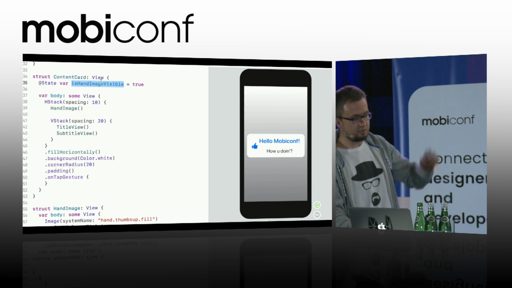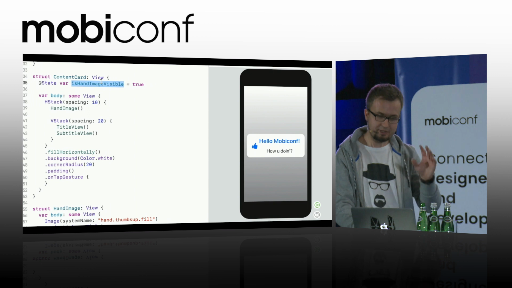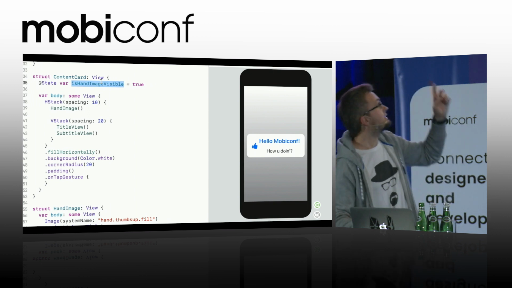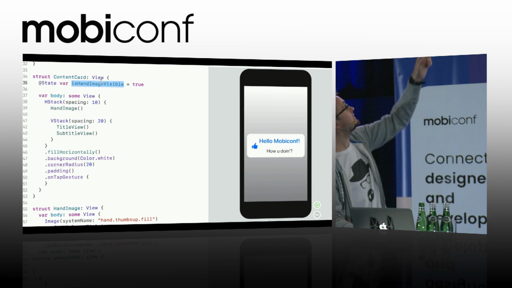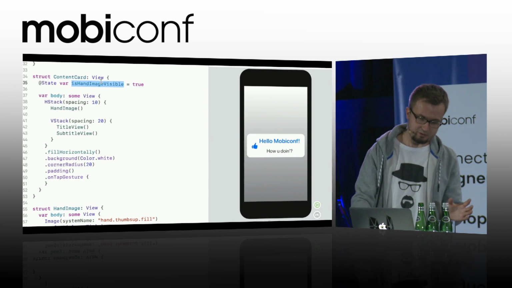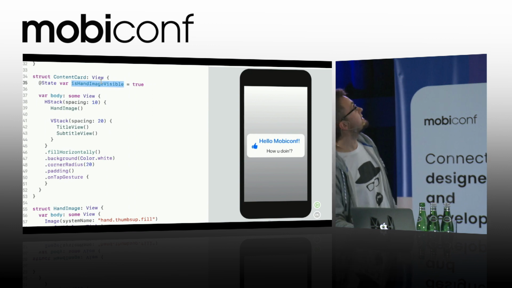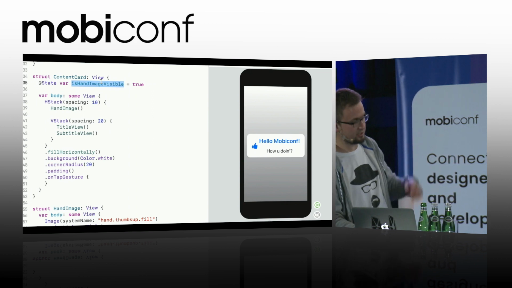So every time the view gets redrawn, it gets destroyed and it gets recreated. But @State guarantees that this property doesn't get destroyed upon the recreation. This puts this property inside a special place in the memory, so it stays and it outlives the whole structure.